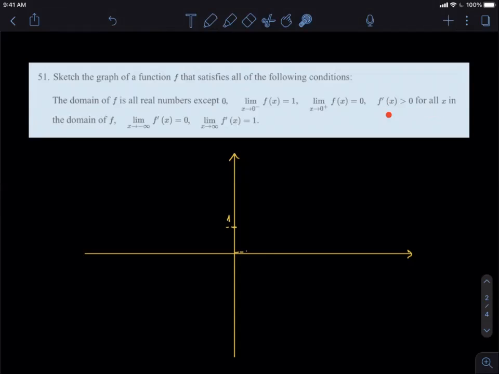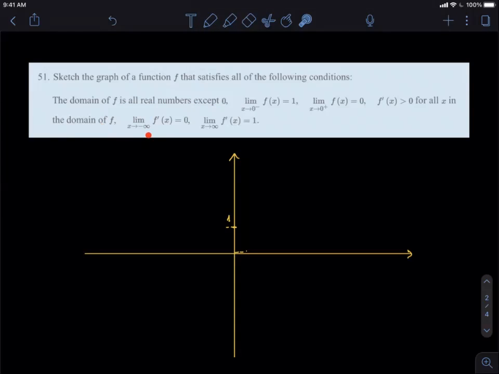The condition f prime is positive. That means the slope needs to be positive in the domain of f, everywhere in the domain. So the domain is all the reals except 0. So except for 0, everywhere else, the derivative needs to be positive. Okay, a positive slope.